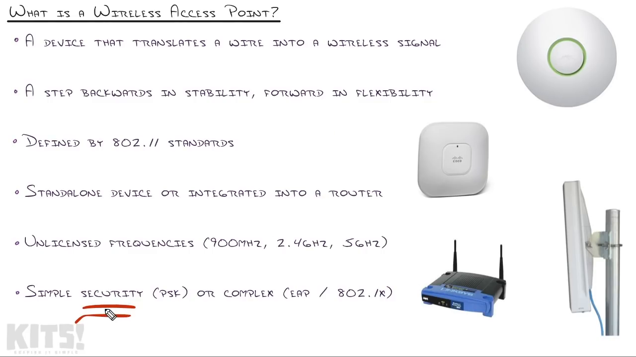Wireless access points support simple security that's known as pre-shared key. And that's where you have your client device where you type in the secret key on this side, let's say 555.111. And then on this side, you type in the same pre-shared key, and it compares the two and says, oh, okay, you're good, you're connected. And that's great for small networks.